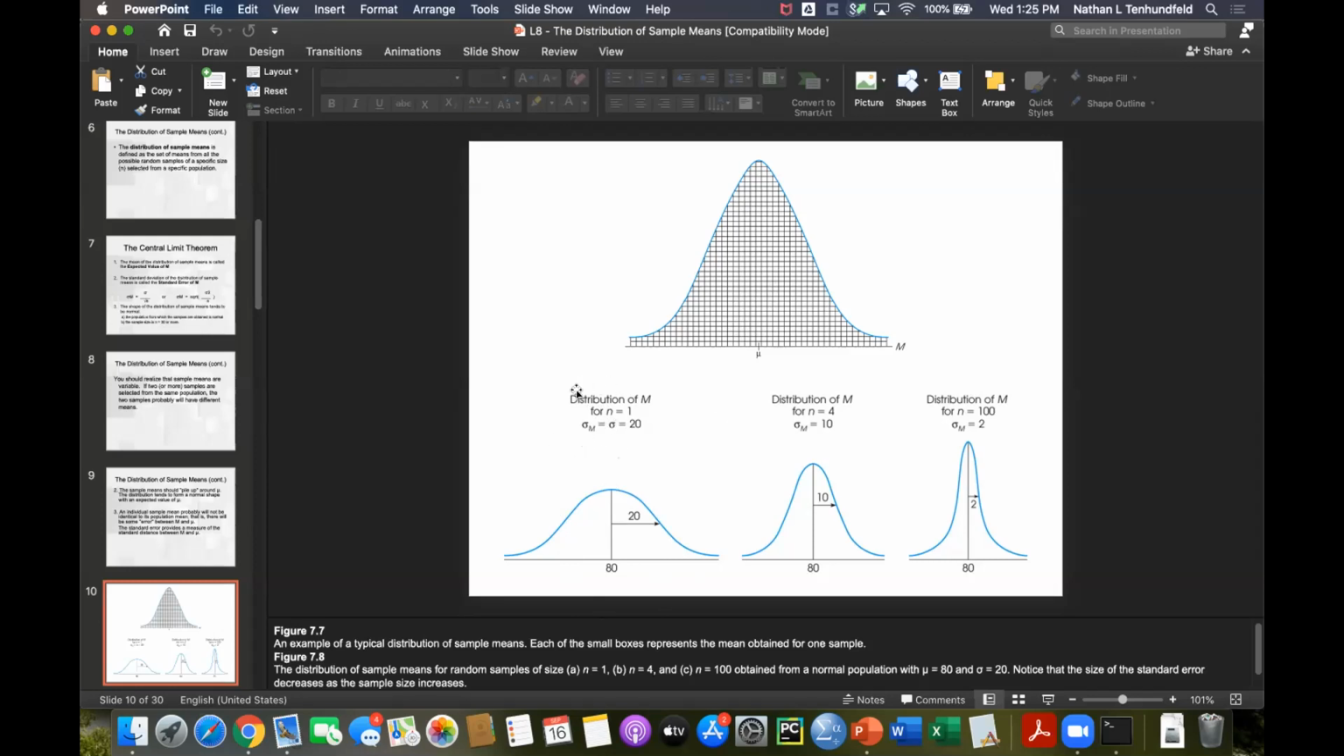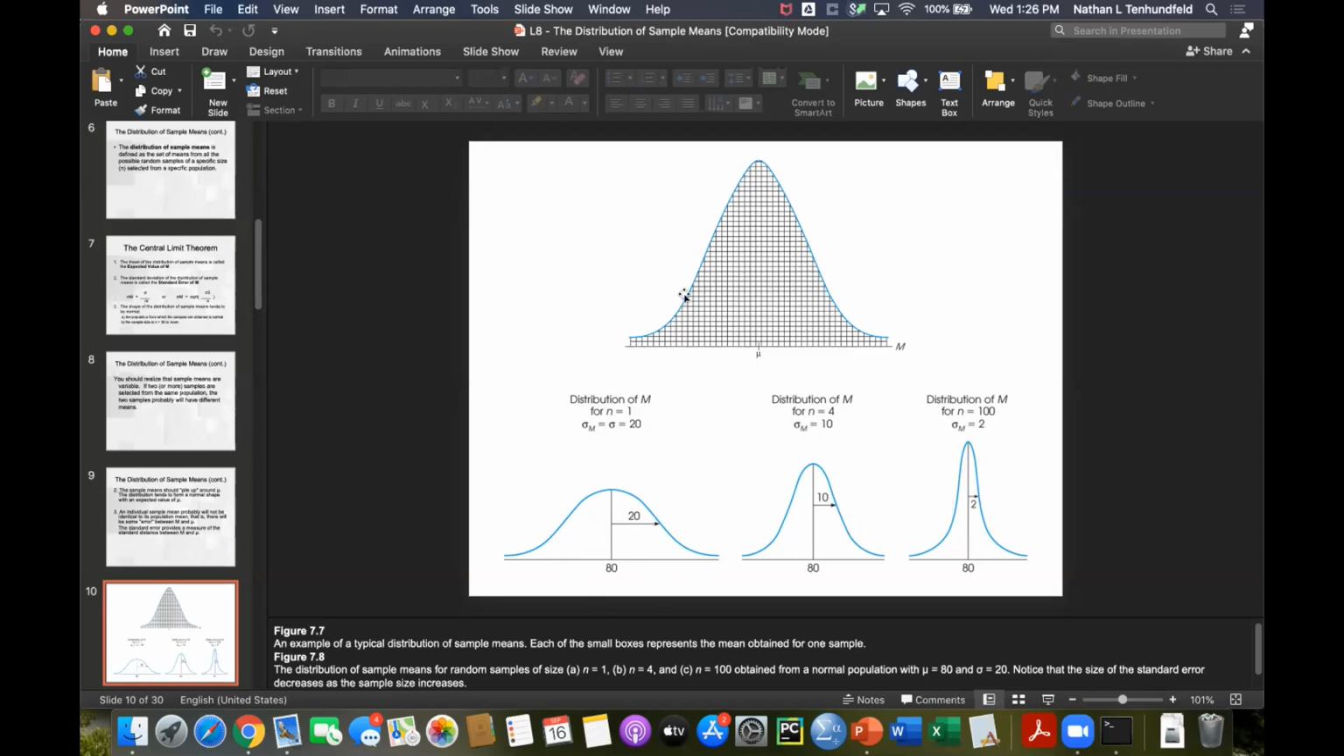Because just think about it conceptually. If the equation for standard error of the mean is the standard deviation over the square root of n, if 1 is n, the square root of 1 is just 1. However, you can see what happens as we start to increase our sample size, right?